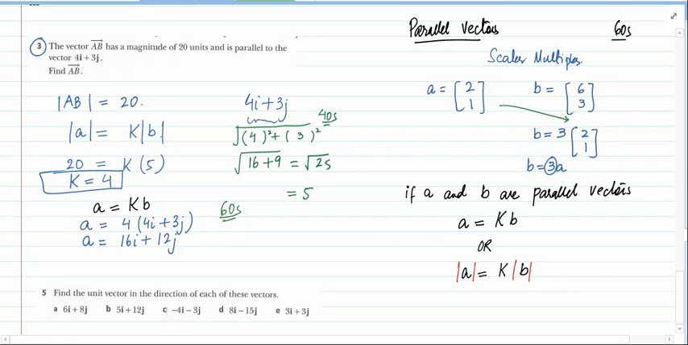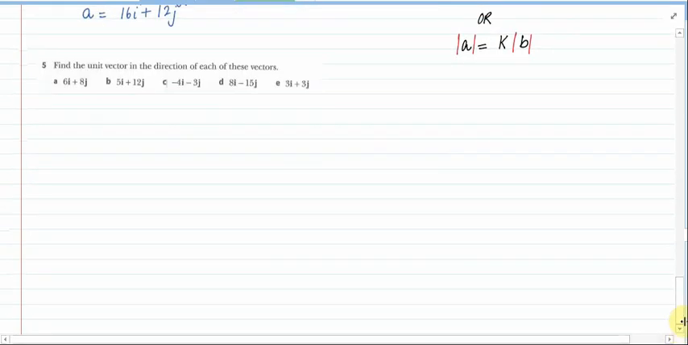So start. Alright. With the same approach, I am going to start with the next question. Find the unit vector in the direction of each vector. So what is a unit vector? A unit vector is defined as the vector divided by its magnitude. Alright. So in this question number 5, we need to find the unit vector of each of the following. So let's start with part A.